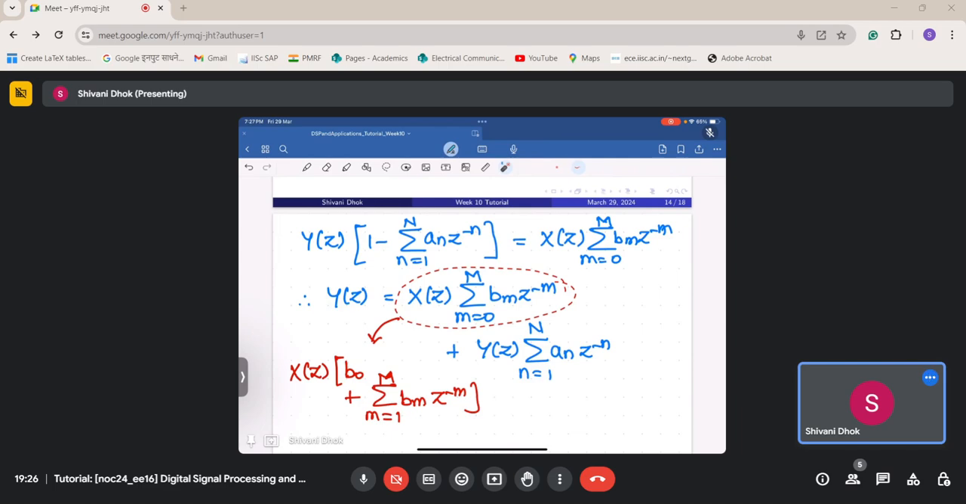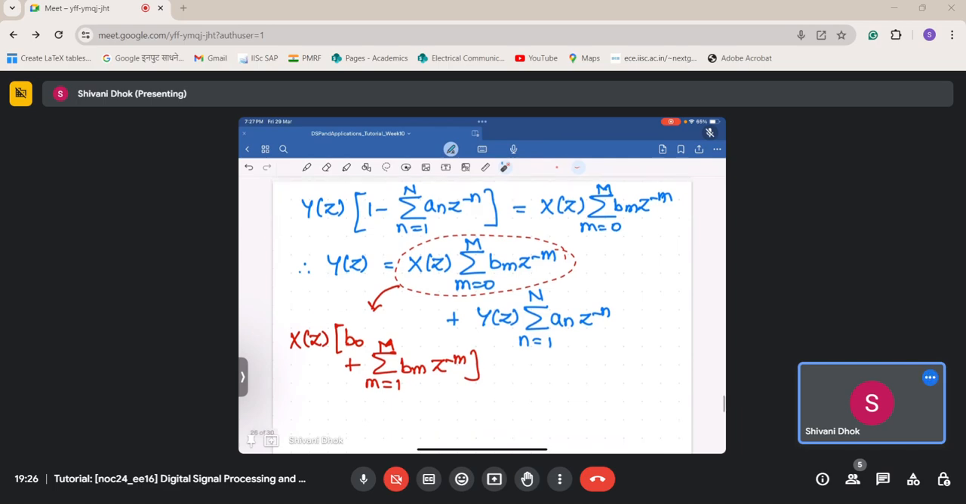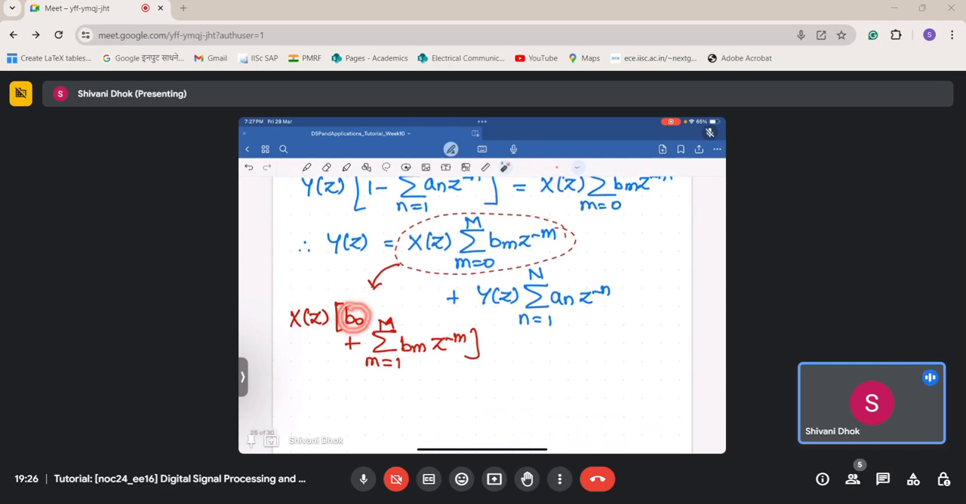So in similar way, this particular part will not contribute to the number of delays. So this thing here will not contribute to delays. However, this part here will contribute to M unit delays.